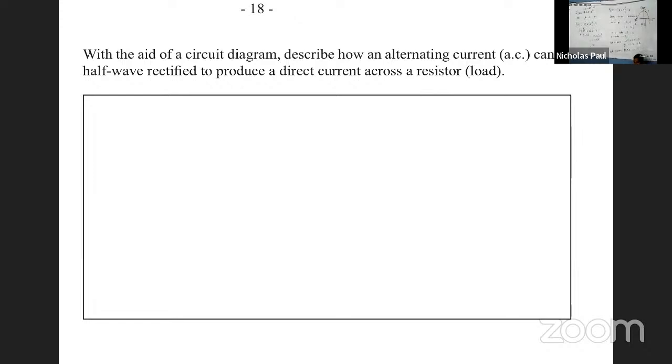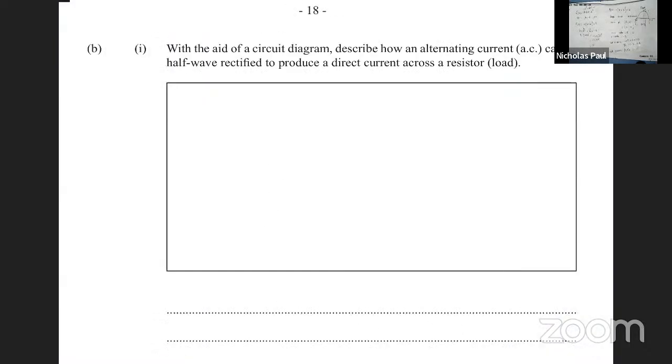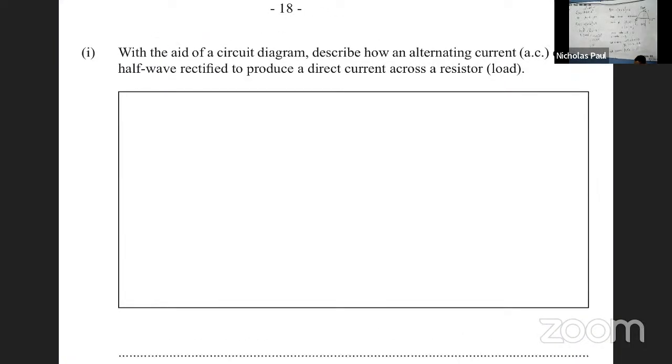That's IV. Halfway, with the one that had it like this, and then I had it like this. That would have been about 5 marks alone here. With the aid of a diagram, explain how alternating current can be half-wave rectified to produce a direct current.